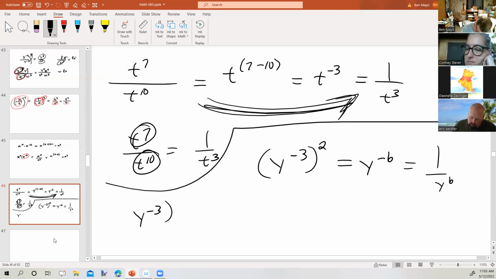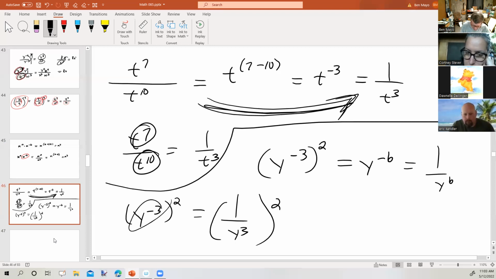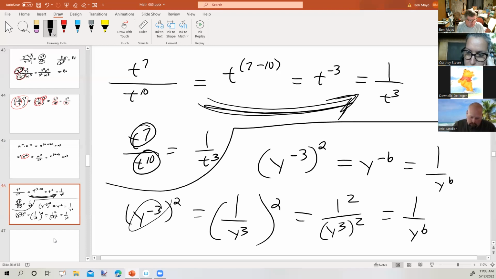Another way we could do this problem is we could rewrite it like this, taking this and putting it 1 over y cubed, and then we'd have that as well. So again, there's another way to get there using the rules.